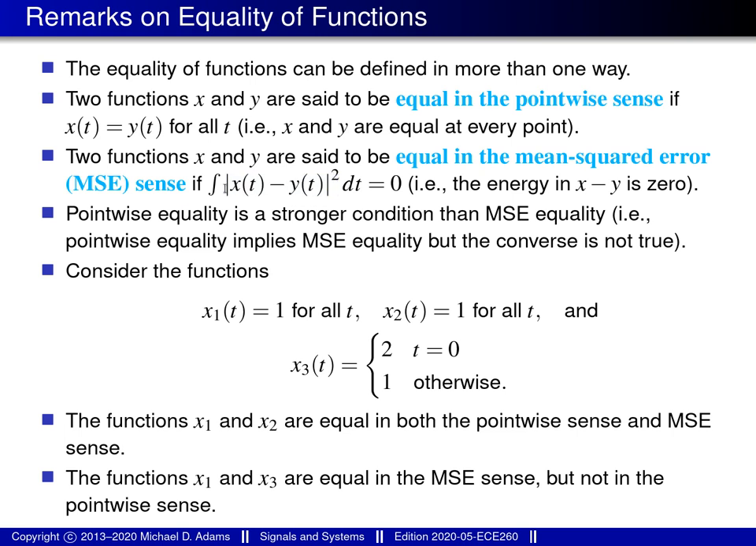So what we end up with in the integrand is a function that's 0 everywhere except at the origin, where the function is equal to 1. If we integrate such a function, the result is 0, because effectively we have the area of a rectangle where the width is 0 and the height is 1, and 0 times 1 is equal to 0. Therefore, this particular condition for equality in the mean squared error sense is satisfied. Therefore, x1 and x3 are equal in the mean squared error sense.